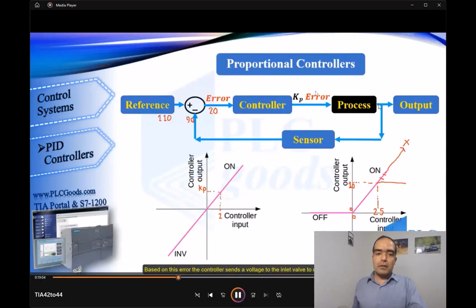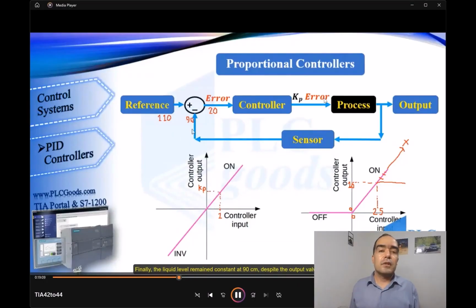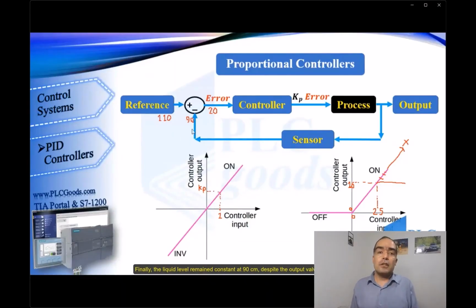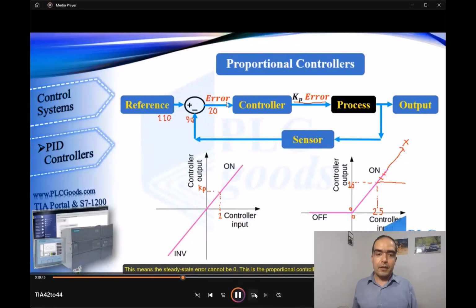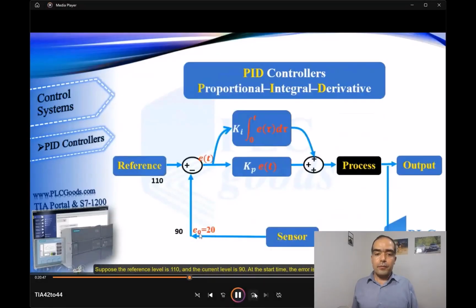So how can we remove this problem? We can use an integral term. We can use a PI controller. Okay, how does the integral term work? The integral term uses previous errors.